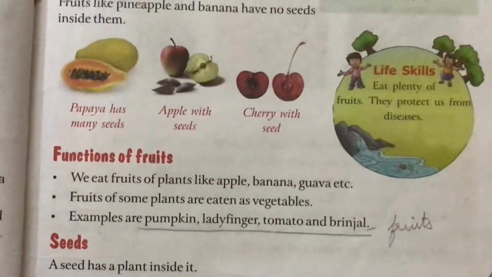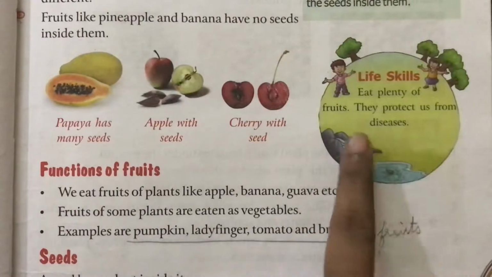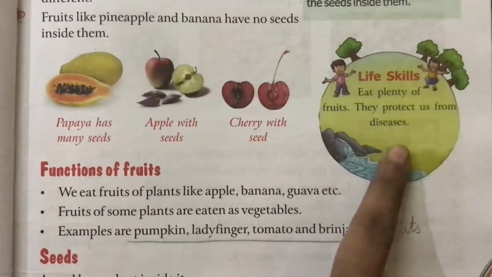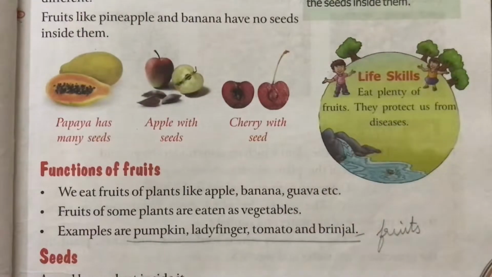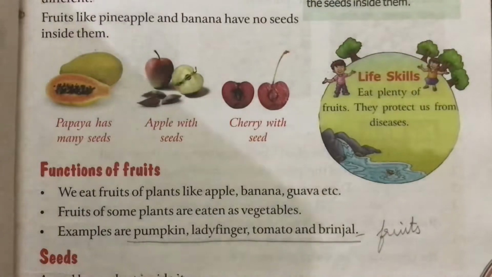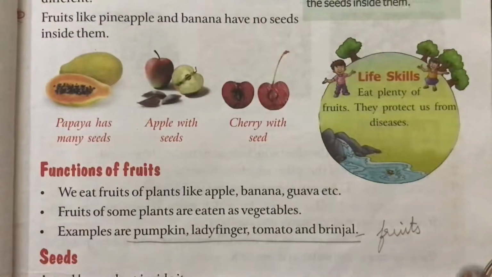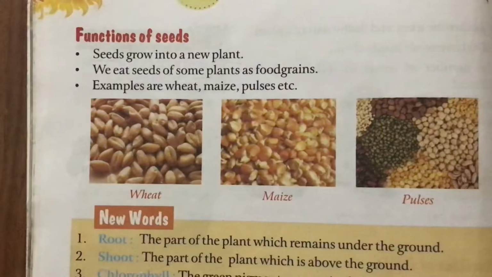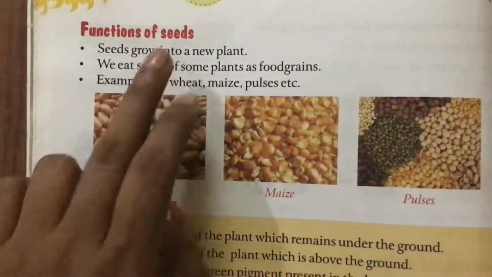Then life skill. Eat plenty of fruits. They protect us from diseases. Eat plenty of fruit because they protect us from diseases. Very important. Now come on to the next page, that is functions of seeds.